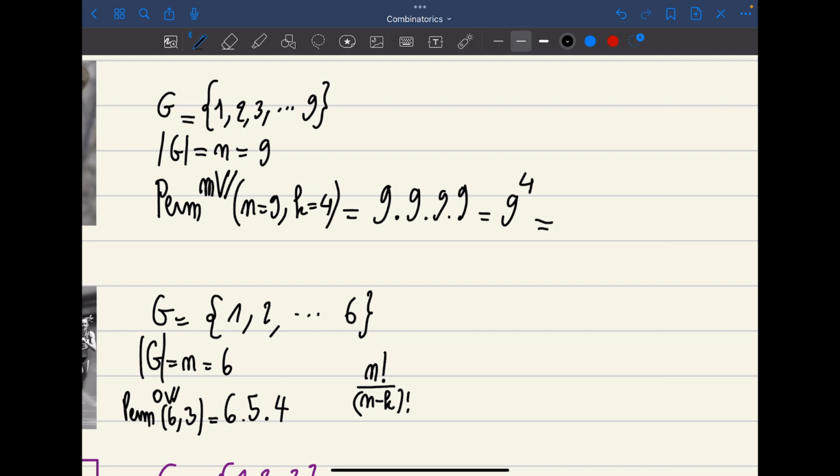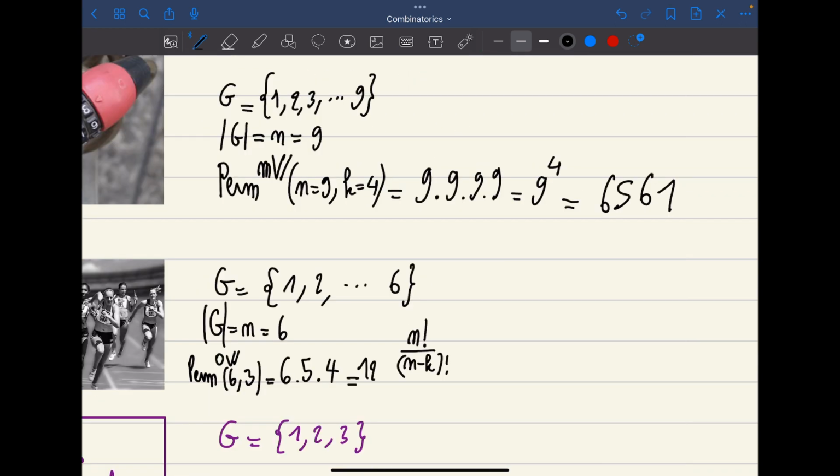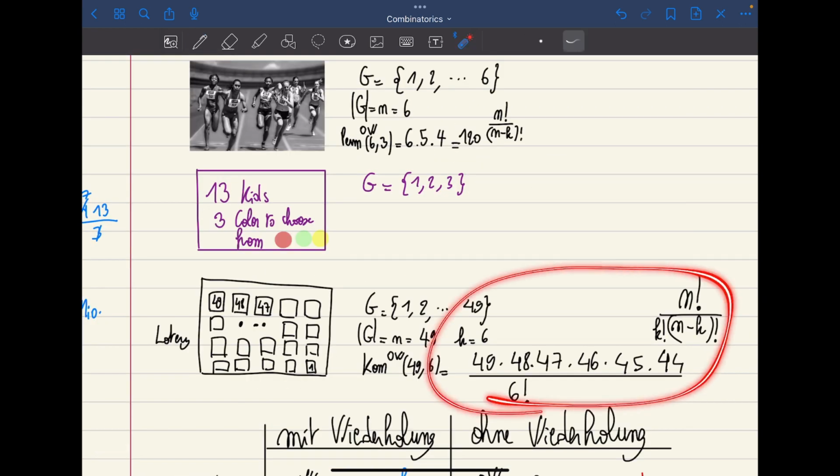By the way, here it's equal to this number, here it's equal to 120, and here 14 million. So don't play Lotto, please.